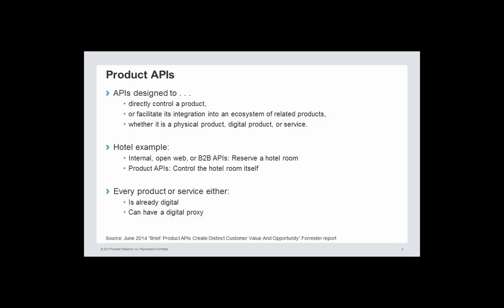Turn on the lights, turn on parental controls on the TV. If it's a business room, lock and unlock doors for when people are supposed to be able to get into different parts of your conference, or whatever it might be. So you're controlling the product itself or integrating it. But you should think about anything as a potential product API, because any product or service you have either is already digital and can have a digital interface, or it can have a digital proxy.